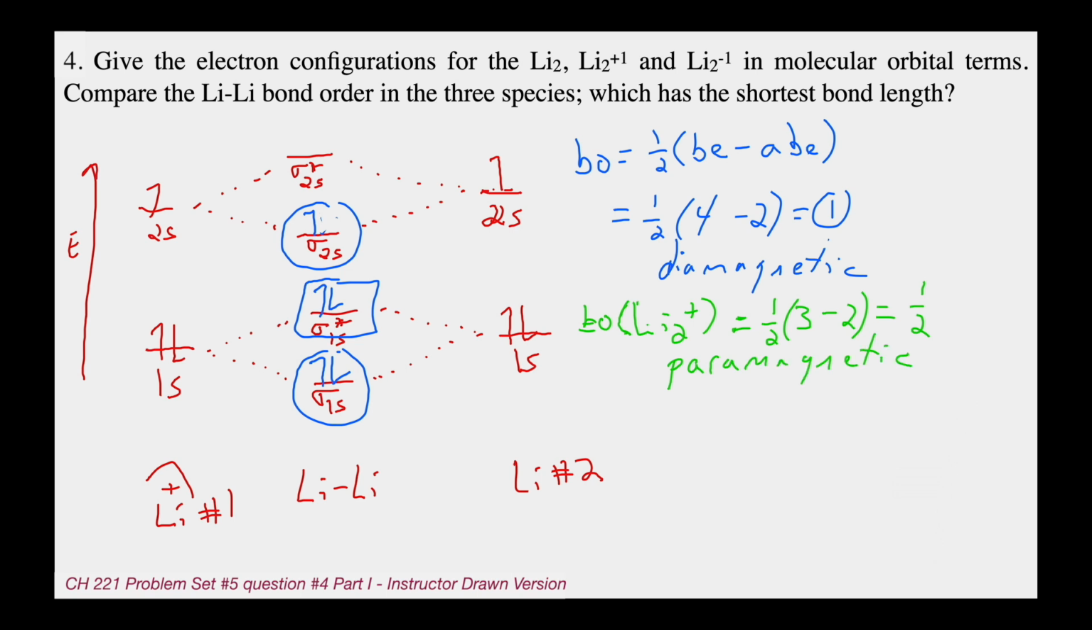It doesn't really ask for it here, but let's talk about it anyway. What the heck? Odd electrons mean paramagnetic, and if everything is paired like it was earlier for Li2, then it's diamagnetic. Notice how easy it was to make the ions, and that's a real cool thing.